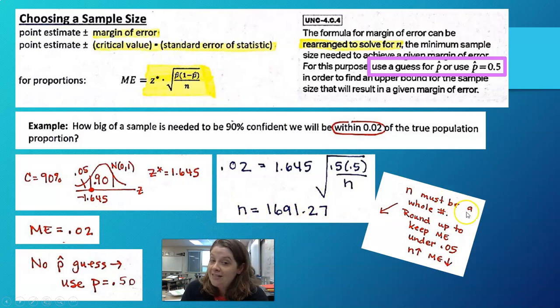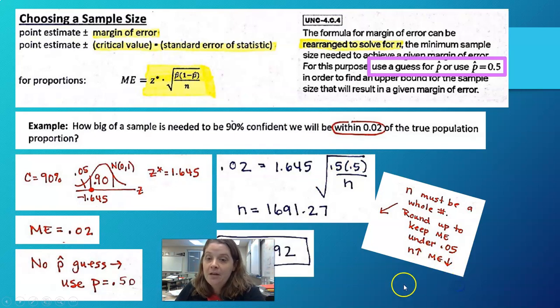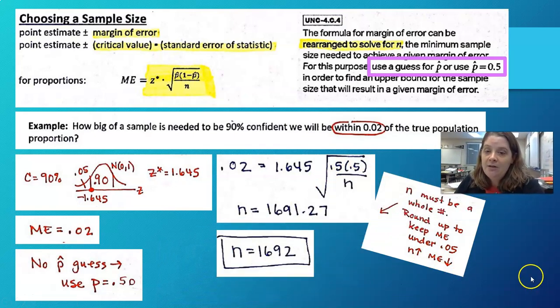So again, n has to be a whole number, but what we want to do is round up. I still have the same graphic from the last problem, but we want to keep the margin of error under that 2%. If we round down, it's going to make the standard deviation go up. And if the standard deviation goes up, then that's going to affect that margin of error and make it larger than what we want it to be. Okay. All right. So we're going to use n equals 1692.